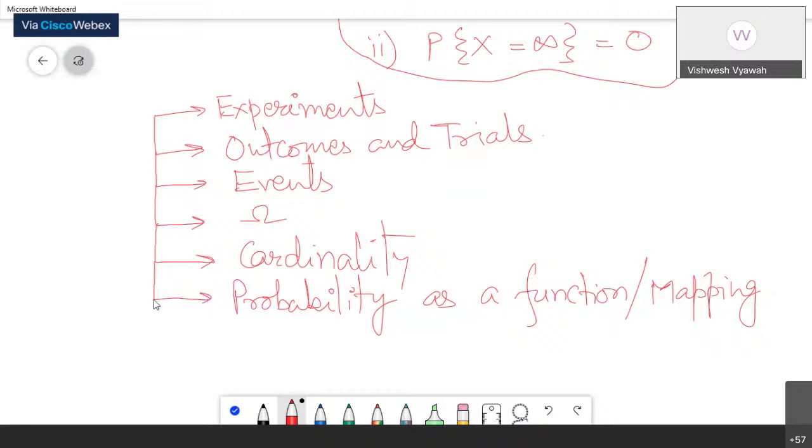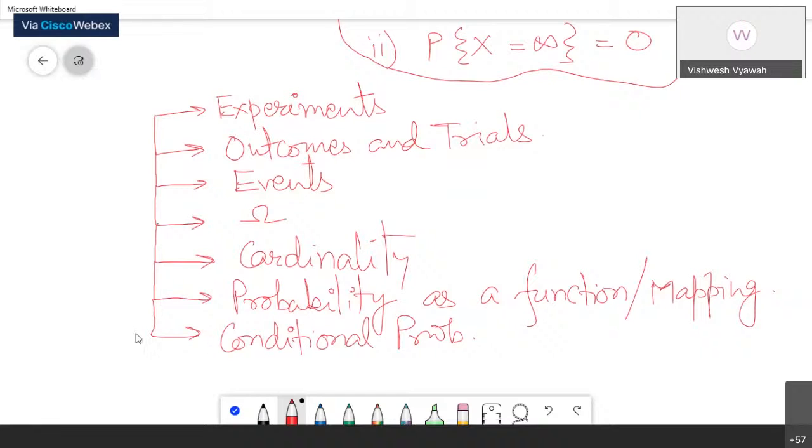as a mapping. Then we understood conditional probability. There is a slight delay in this pad.